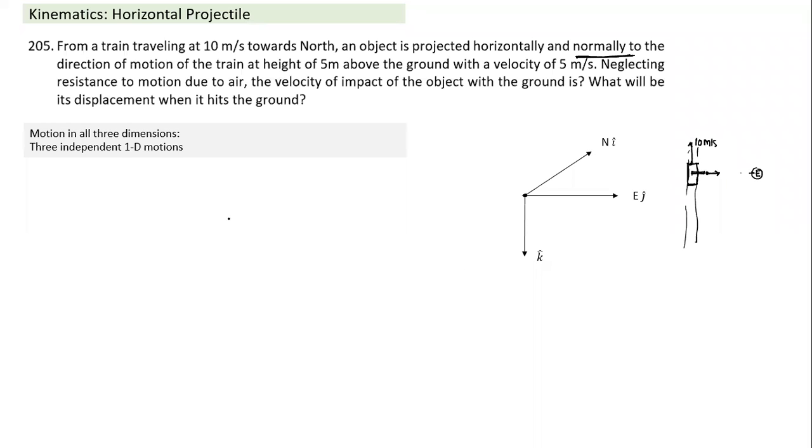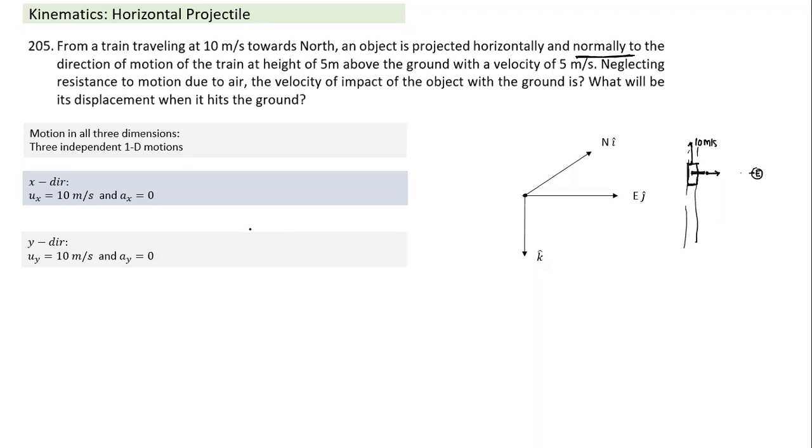Motion in 3 dimensions is 3 independent 1D motions. What we write in x direction will be 10 meter per second, x will be 0, acceleration only in the vertical direction. What would be the y direction? Sorry, I made a mistake, the y direction value is 5 meter per second. Just make a correction.